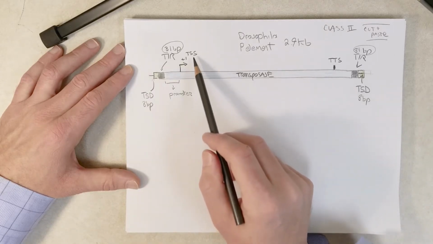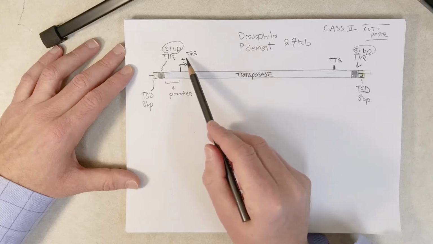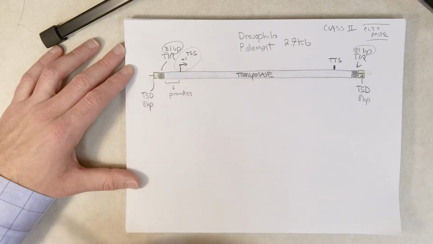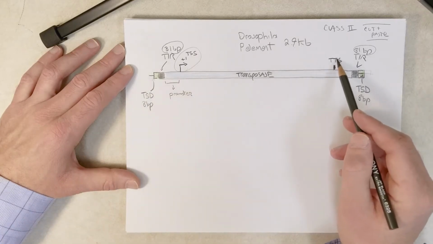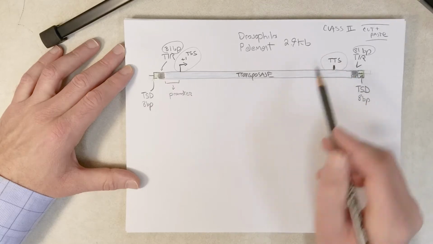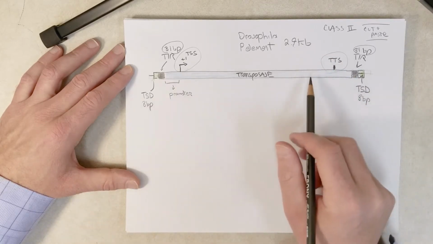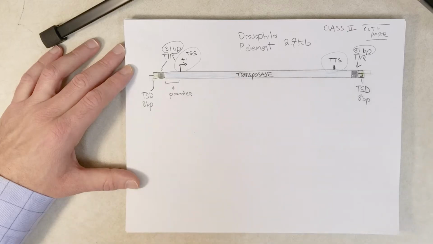So right here I'm just showing that there is a transcriptional start site associated with transcription of the Drosophila P element, and there's going to be a termination site. Now the location of the stop codon is going to change a little bit, and I'm going to cover that when I talk about regulation of expression of this transposase associated with the P element.